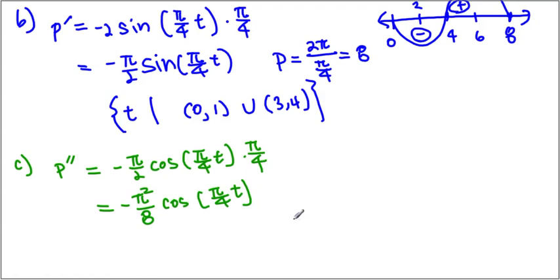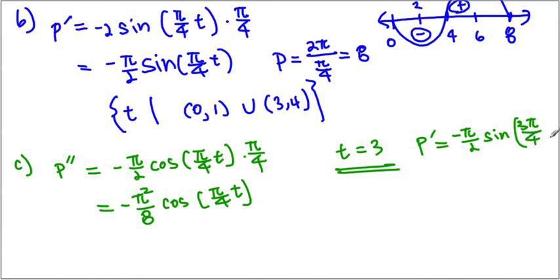Now, when t equals 3, that's our question. When t equals 3, we realize p prime, which is the velocity from the previous function, when t equals 3, then we end up getting negative pi over 2 sine of 3 pi over 4. Now, what is 3 pi over 4? That's right, that's the same thing as 135 degrees. Since sine will be on the second quadrant, this will be positive, but due to the leading coefficient, this will be negative. So we know that the velocity is negative.